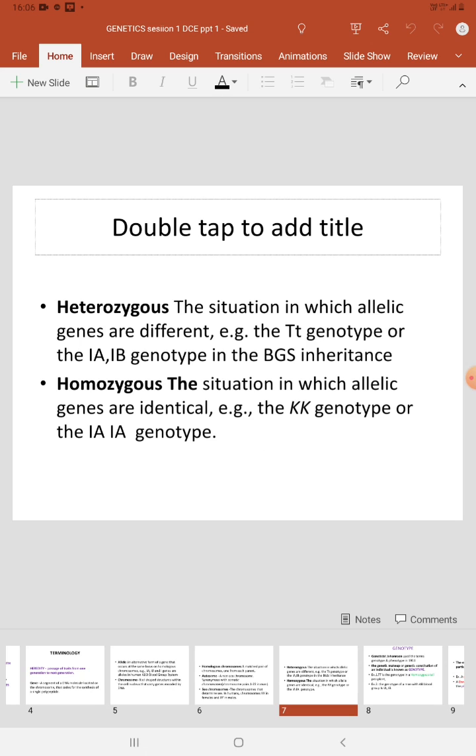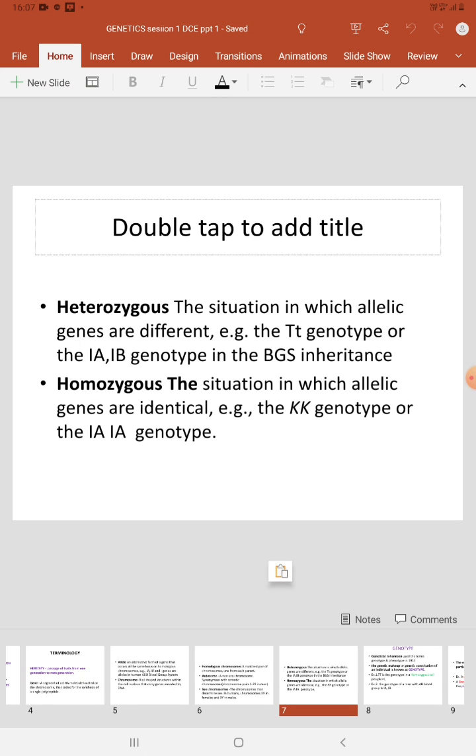Heterozygous condition. That is, it's a situation in which the alleles are different. In ABO blood group, in a person having AB blood group, the two alleles present are different, IA and IB. And in a heterozygous tall pea plant, the alleles present are different, capital T and small t. And this situation is heterozygous condition.